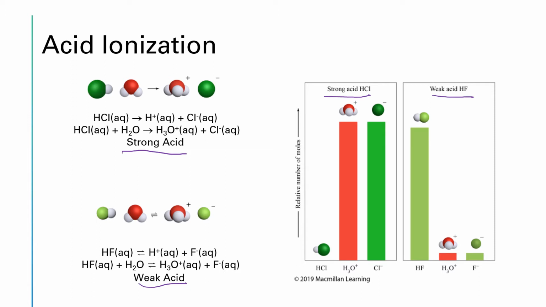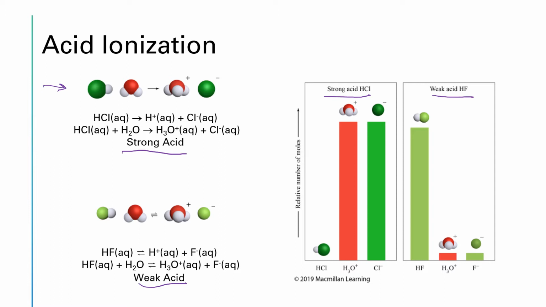On the top part, we are looking at HCl, which is on our short list of strong acids. As soon as HCl dissolves in water, the HCl molecule breaks apart, giving us an H plus ion and a chloride ion. That H plus ion, in this representation shown in the particle diagram, is associating with that water molecule, so we end up with the hydronium ion.